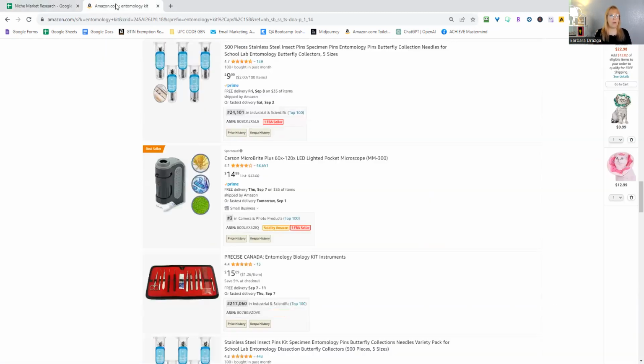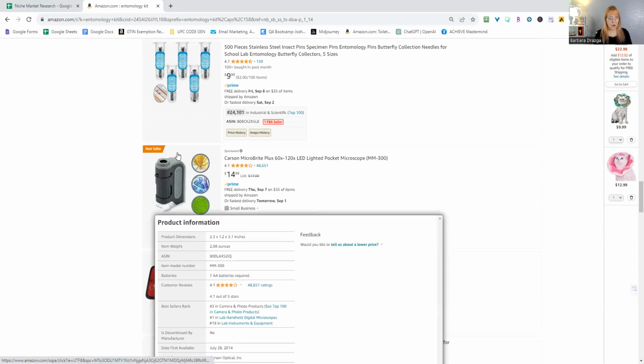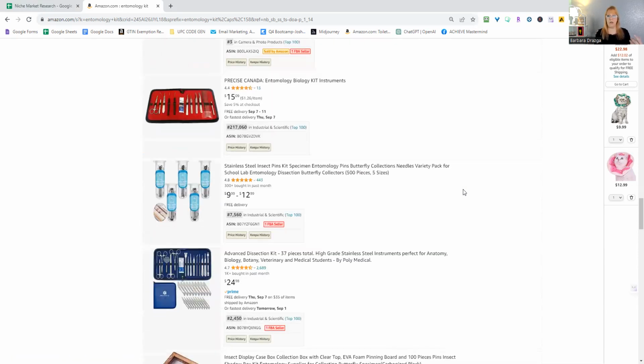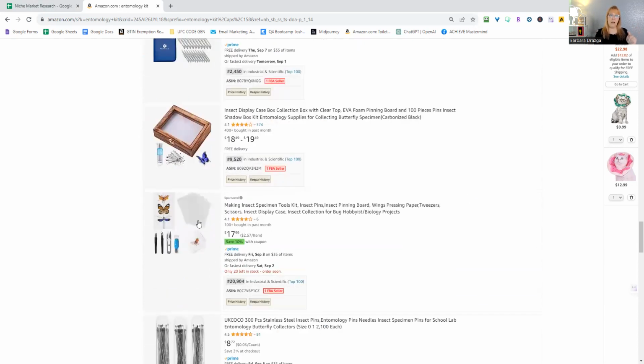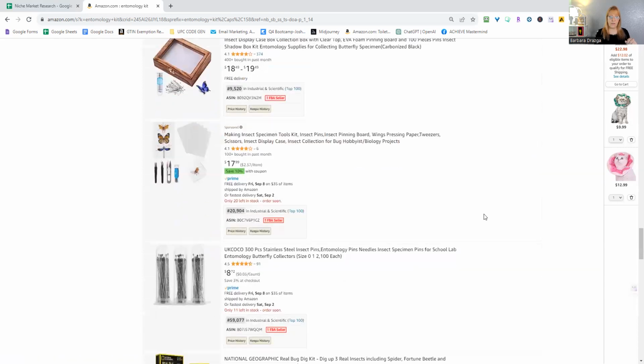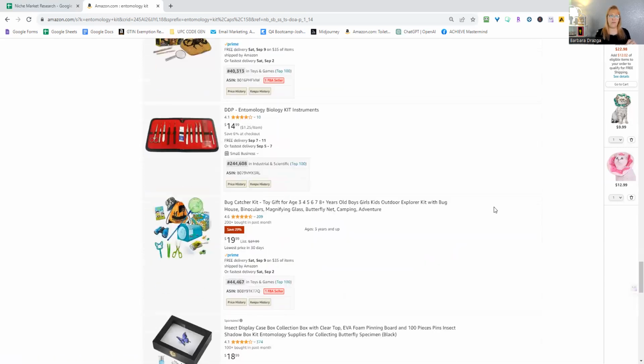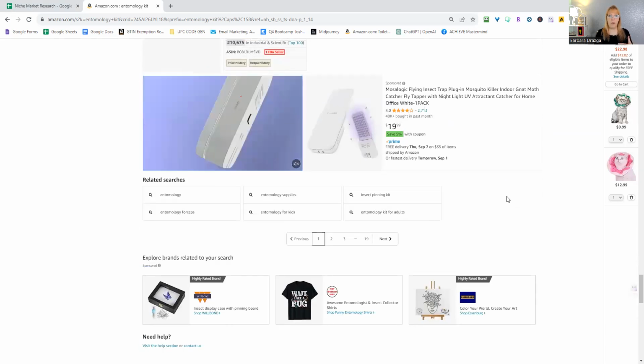So this is how I use competitive research to continue to validate a market. And based on what I'm seeing here, no real bundles, but a lot of ideas for independent products. So there's an insect specimen tools kit. So I'm getting a ton of ideas for the different things I would want to put in my bundle.